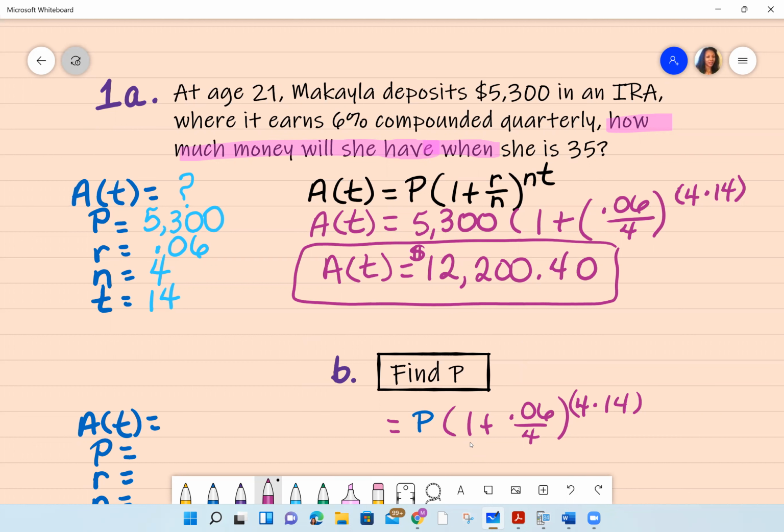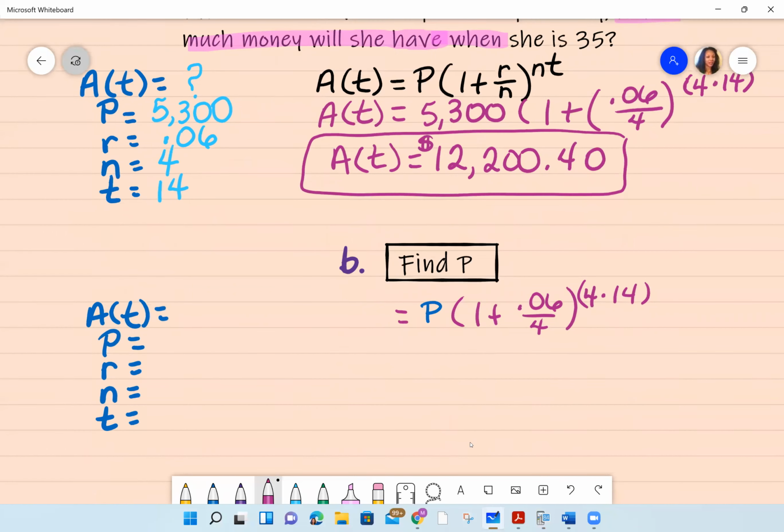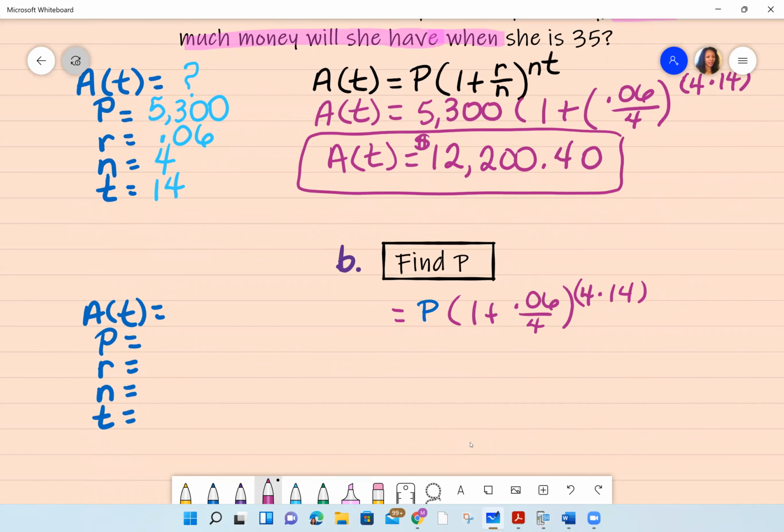I'm going to just keep using the same scenario. Like I said, you already know the answers, but I just want to show you how to actually find it. So this time A of T, you just said was this, right? The only difference is I'm just not going to put the 40 cents. You can, I'm just not going to. So I'm going to replace A of T with 12,200. So that is going here. And if you wanted to keep up with it over to the side, it's 12,200.